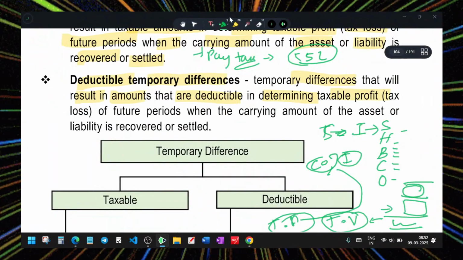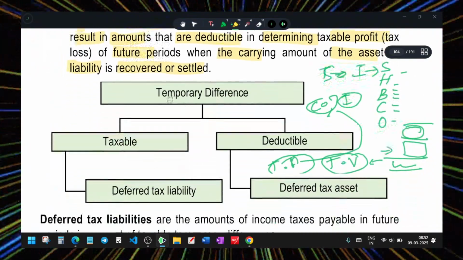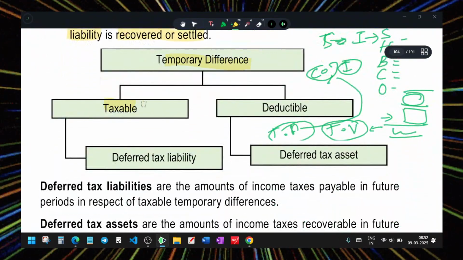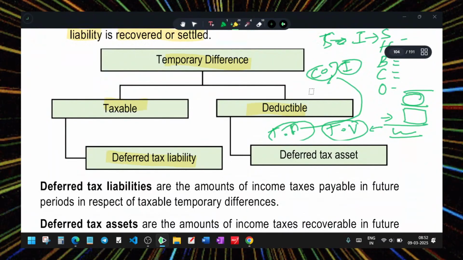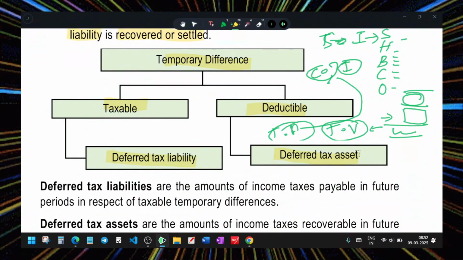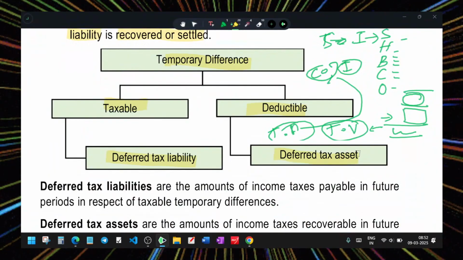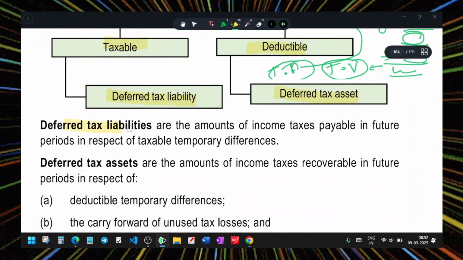So the carrying amount of an asset or liability is recovered or settled. The temporary difference may be taxable or deductible. Taxable gives a deferred tax liability and deductible gives a deferred tax asset. Why, sir? When it is deductible, it becomes an asset to me. I can clarify in future. When it is taxable, it becomes a liability to me. I have to pay. The deferred tax liability.